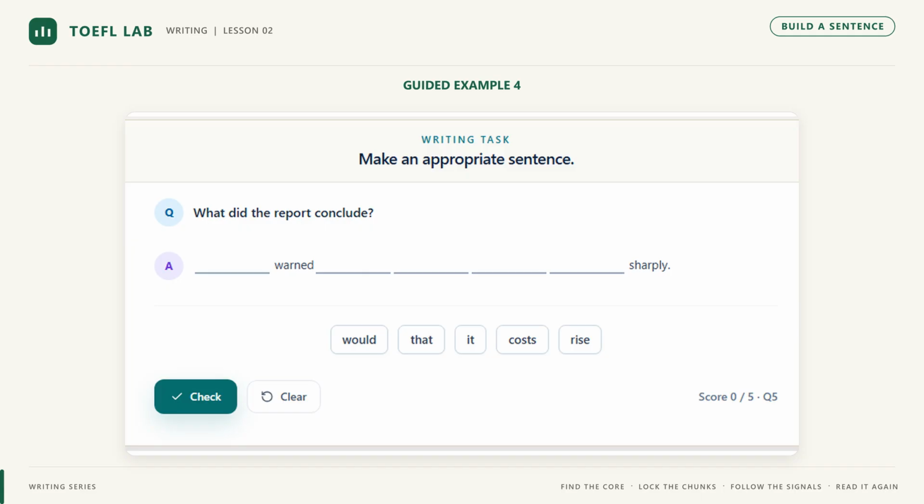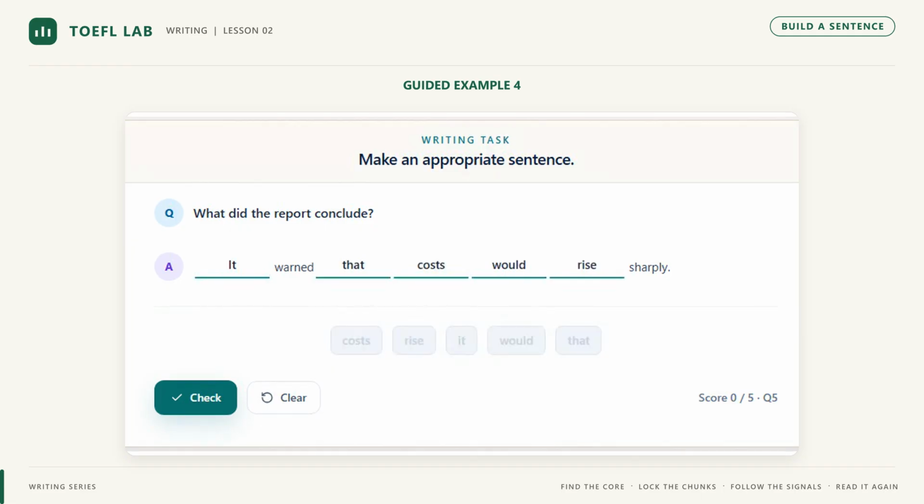Guided example 4. What did the report conclude? It opens it, the only subject that fits. Warned is fixed. That costs would rise is the reported clause, closing right before sharply. It warned that costs would rise sharply. Same pattern as example 1. A reporting verb like warned locks its whole clause together as one unit.